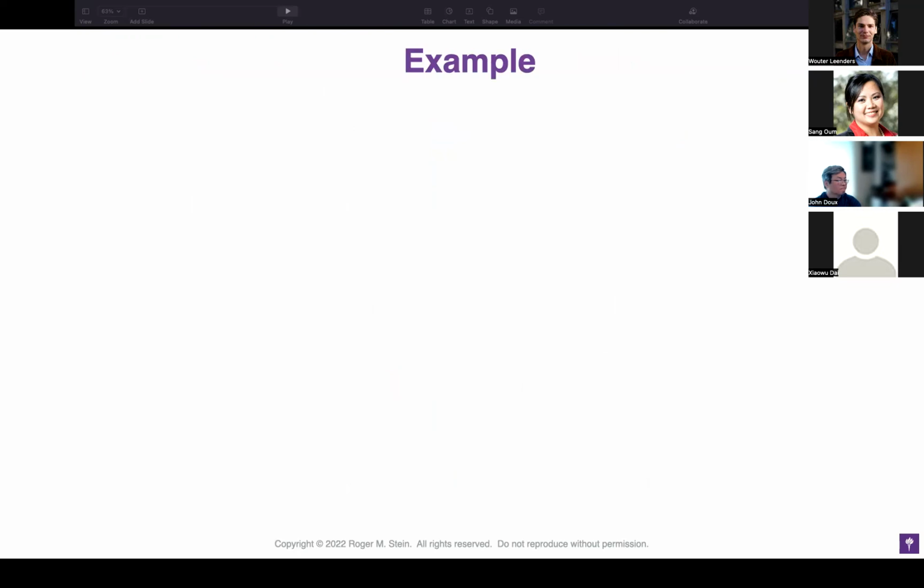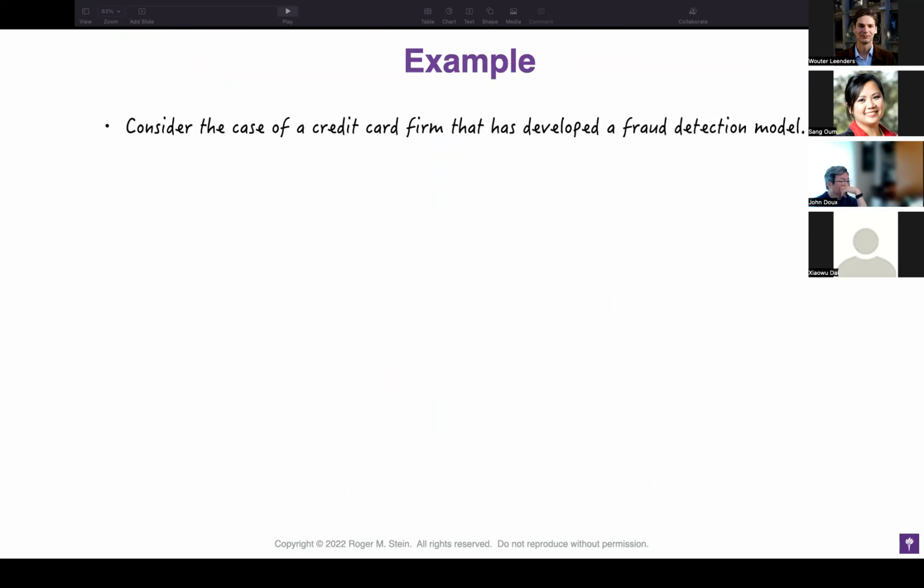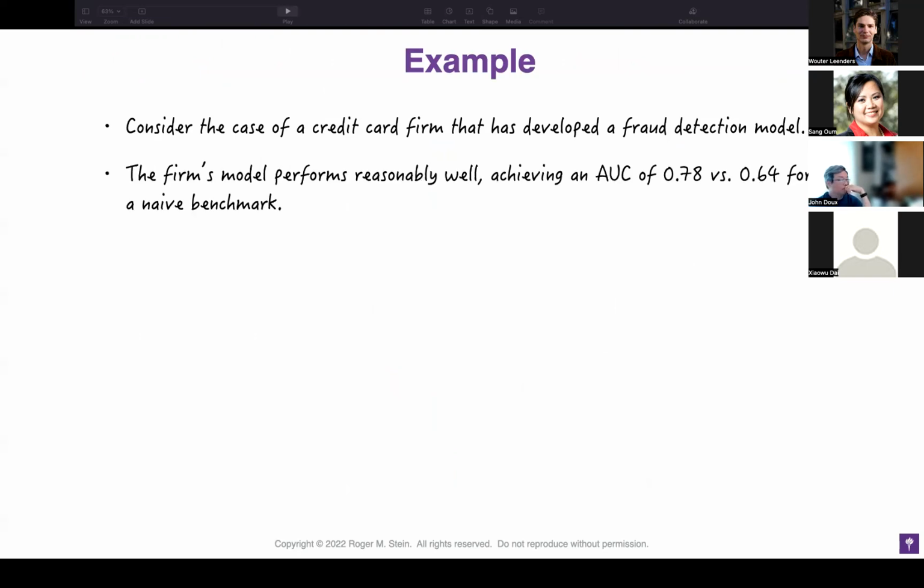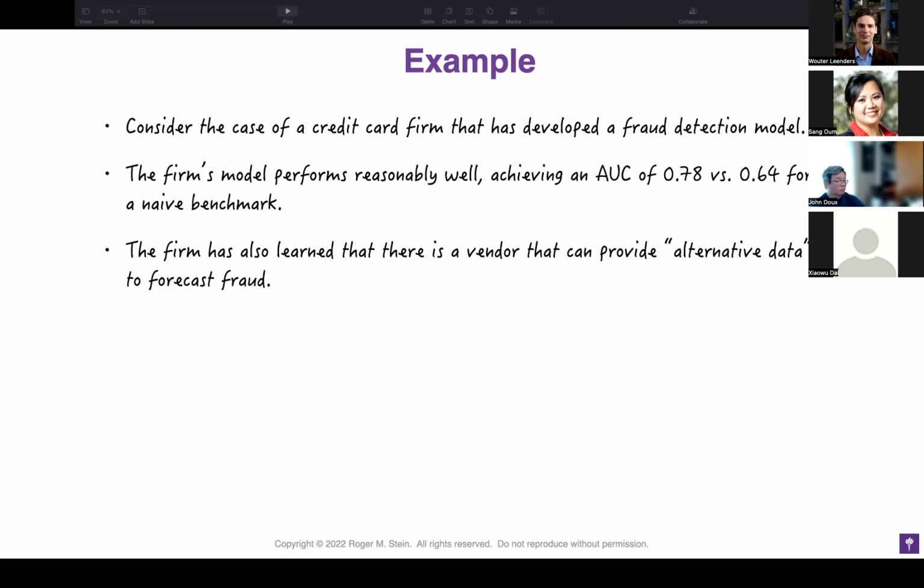I've been kind of toying with this example that you have the opportunity to buy some data. So let's dig into that example. Imagine there's a credit card firm that has developed a fraud detection model, and that firm would also potentially like to acquire extra data to improve the performance overall of their model. So let's say that the firm's model does okay, got an AUC of 0.78 versus 0.64 for a naive model, and for a large data set, that's a very big difference. So they're happy about that. And then the vendor comes and says they can provide alternative data to forecast fraud.